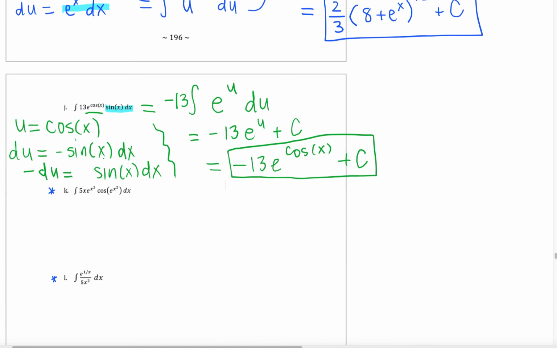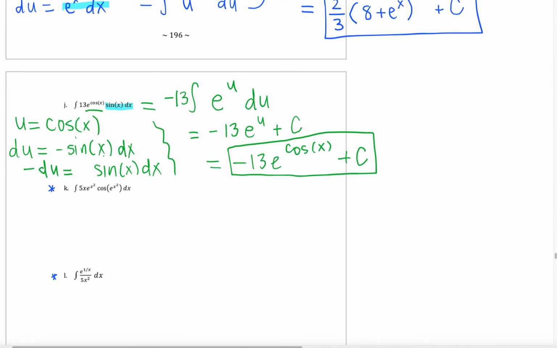So now we've got two more examples that involve exponential functions of base e. In example K, we have the integral of 5x times e to the x squared times cosine of e to the x squared dx. So a lot going on in there. I want you guys to think about this one.